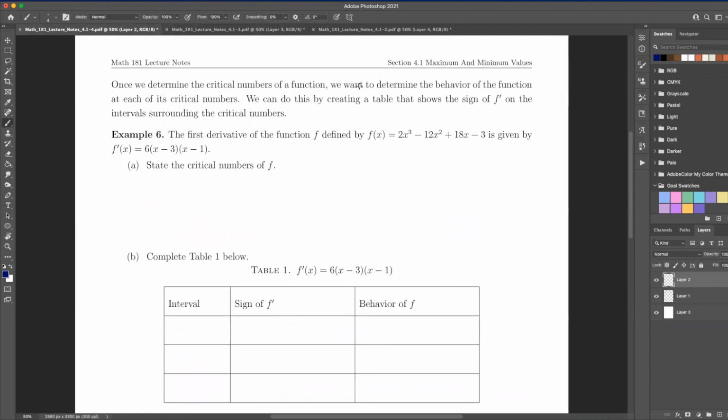All right, so once we determine critical numbers of a function, we want to determine the behavior between each of those critical numbers. We do this by creating a sign and an interval. So basically, the first derivative of this function is given by this. Already defined what the derivative is, right?